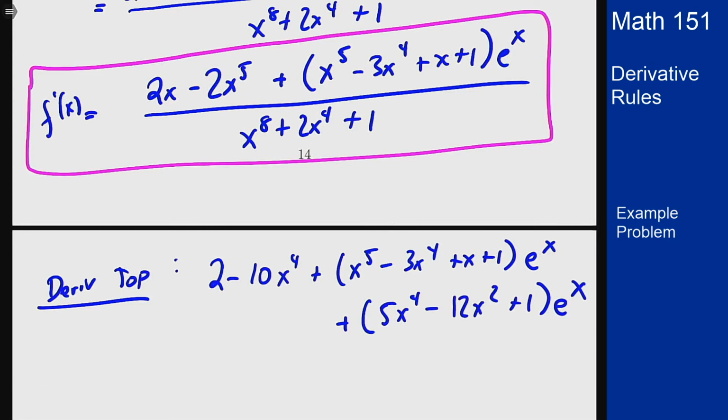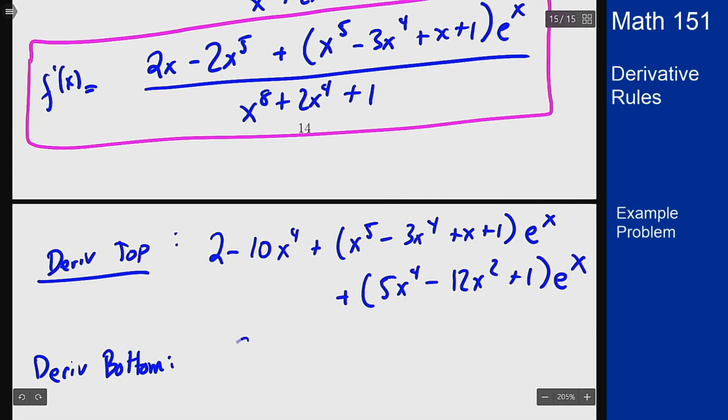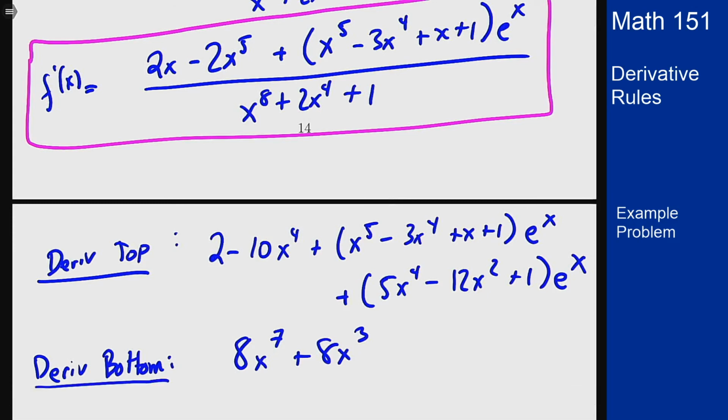And then what's the derivative of the bottom? Well, that's just going to be 8x to the 7th plus 8x cubed. That's a standard polynomial. Now, what does this give me for my second derivative here?